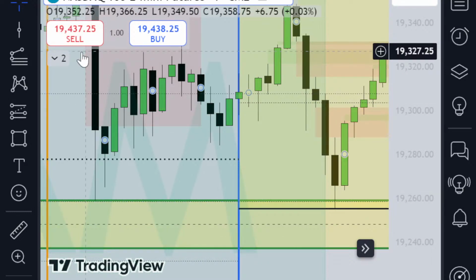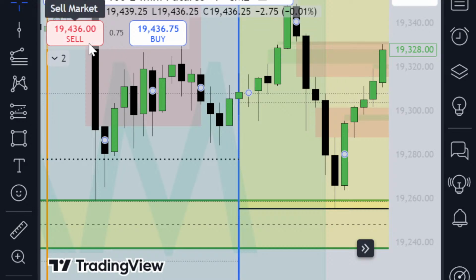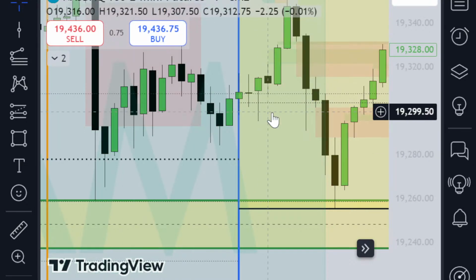Because I'm telling you, I seen it. I'm like, let me just sit and watch. Guess where it came back to? Right back to the new day opening gap. New day opening gap is 19,419.50. And it went right back there. You see that?